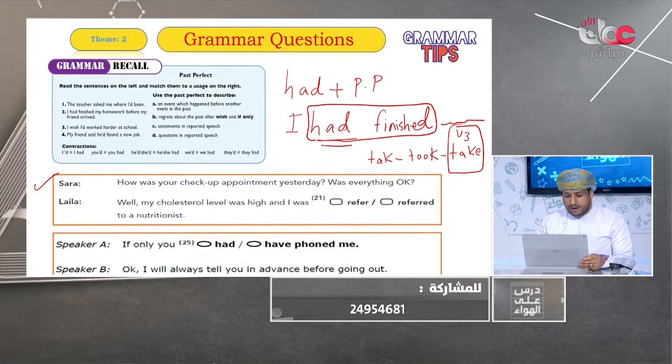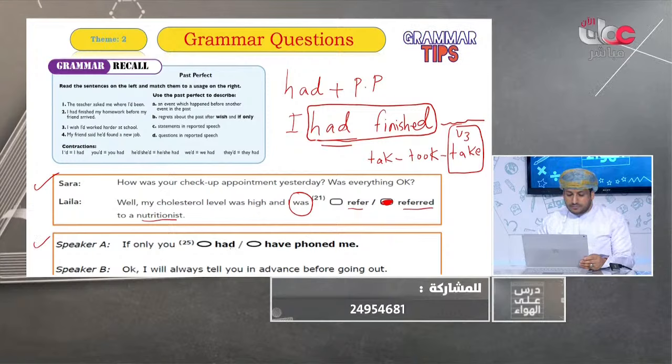How was your checkup appointment yesterday? Was everything okay? Layla will reply to Sarah, well, my cholesterol level was high and I was referred to the nutritionist. So immediately you have the past passive: I was referred. This is about the past passive, the previous rule. Okay.